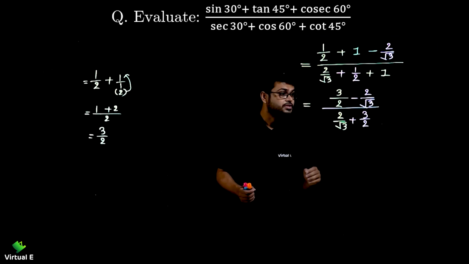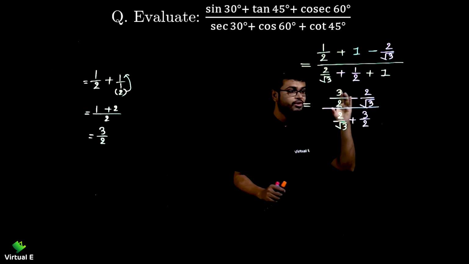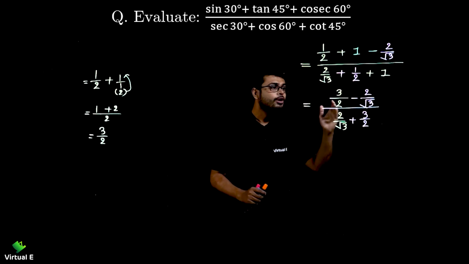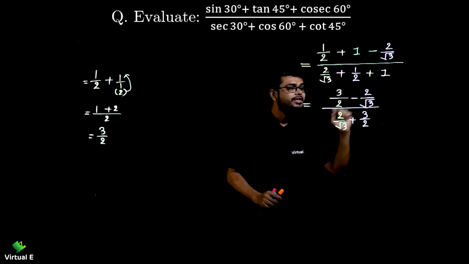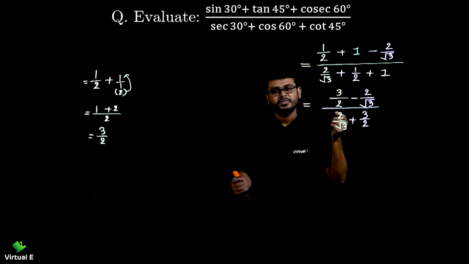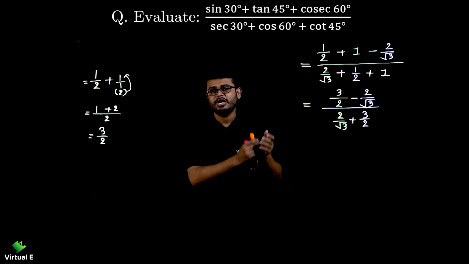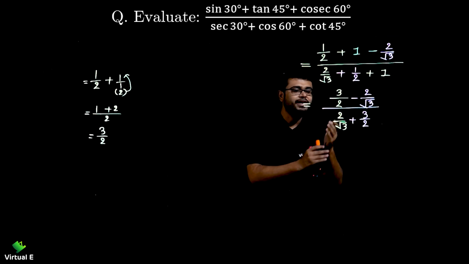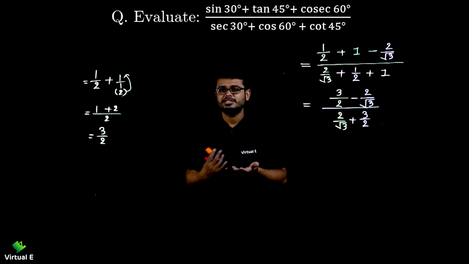So let's deal with this. If I want to take the LCM of only this numerator part, I'm talking about only the numerator part, what will be the LCM? 2 and root 3. Because root 3 will remain as it is, we are not able to factorize it. It is in a square root, okay? And 2's factor, it is a prime number, 2 ones are 2.